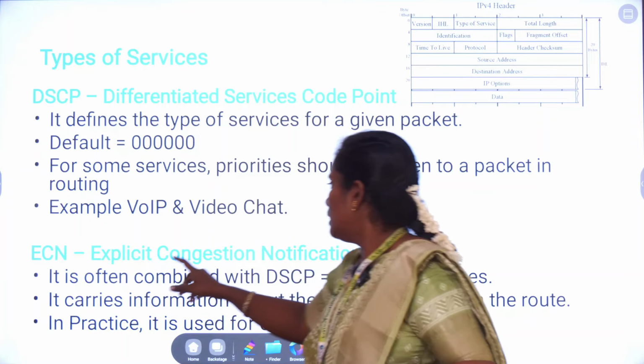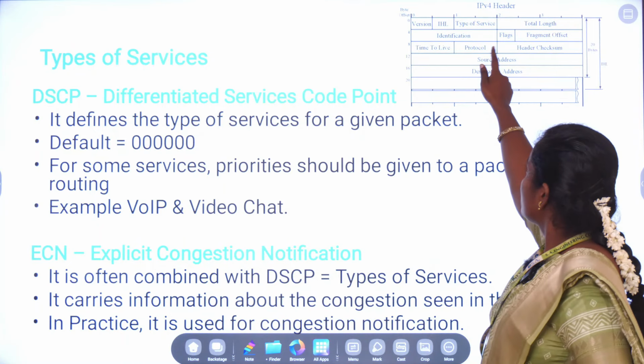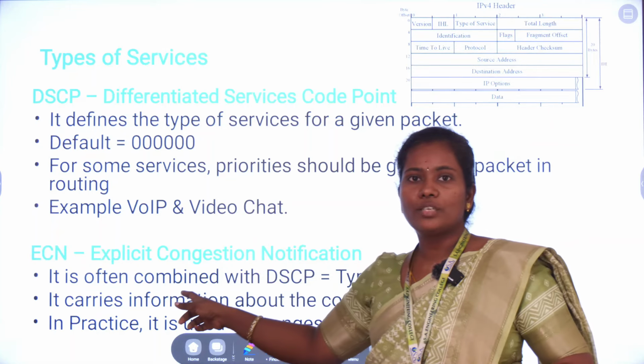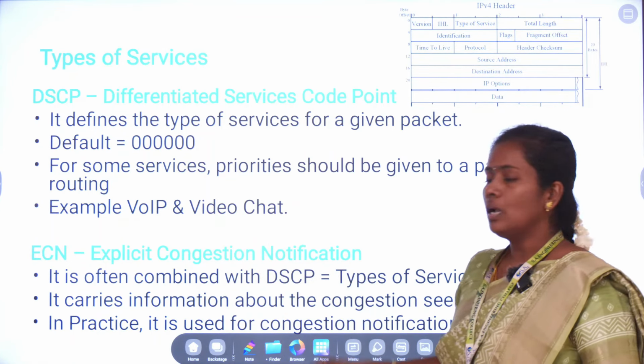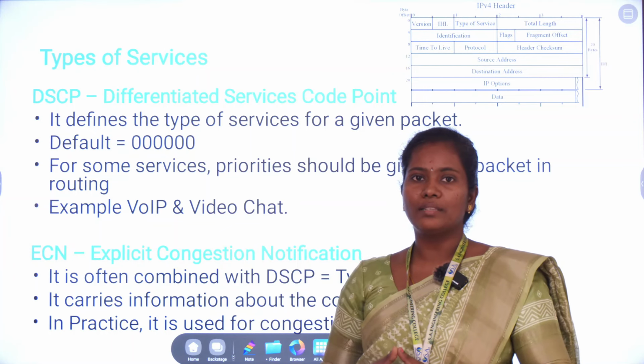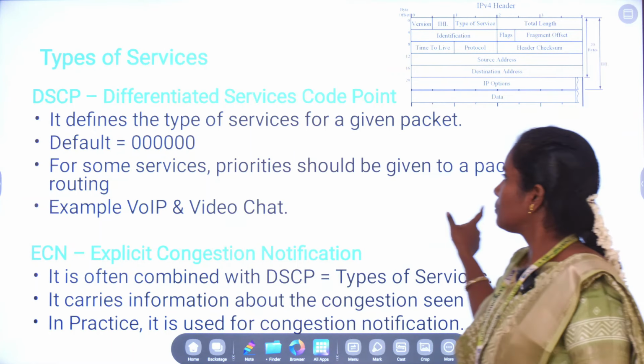Next field is ECN. ECN occupies the last 2 bits of the type of service. It is used to notify congestion that has occurred. Also, we can say if a network is overloaded with a large amount of data, at that time this comes into picture.